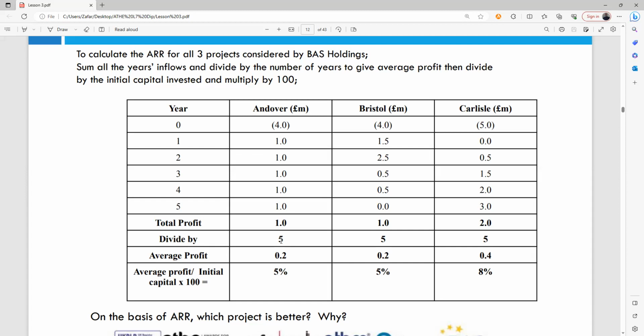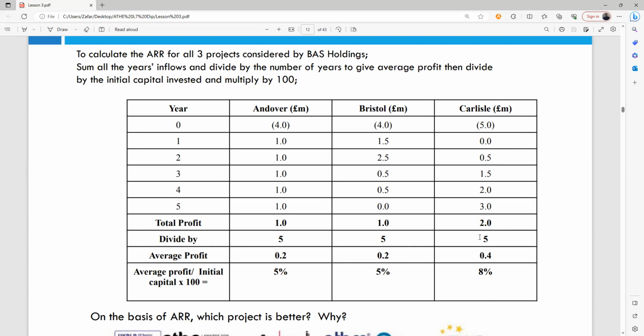Okay. If you look at this, you compare this project with the Carlisle, right? The Carlisle factor is the initial investment was 5, but you got nothing in year 1, and you got 0.5 million in year 2, 1.5 million in year 3 and 4 and 5. So your total profit will be how much? 3 plus 2 plus 1.5 plus 0.5, that will be 7. 3 plus 2 is 5 plus 2 is 7, right? So 7 minus 5, which will give you the 2. So your total profit will be 2.